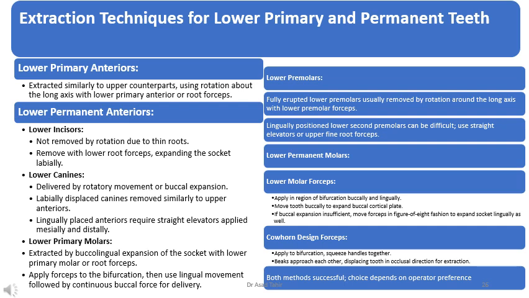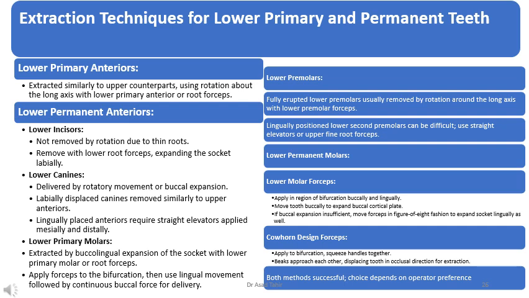Lower primary molars are extracted by buccolingual expansion of the socket with lower primary molar or root forceps. Apply forceps to the bifurcation, then use lingual movement followed by continuous buccal force for delivery. Lower premolars. Fully erupted lower premolars are usually removed by rotation around the long axis with lower premolar forceps. Lingually positioned lower second premolars can be difficult; use straight elevators or upper fine root forceps.